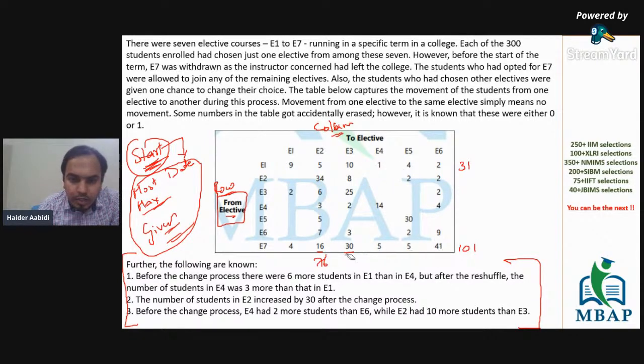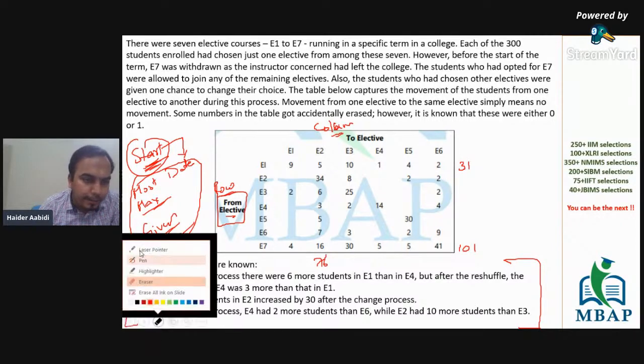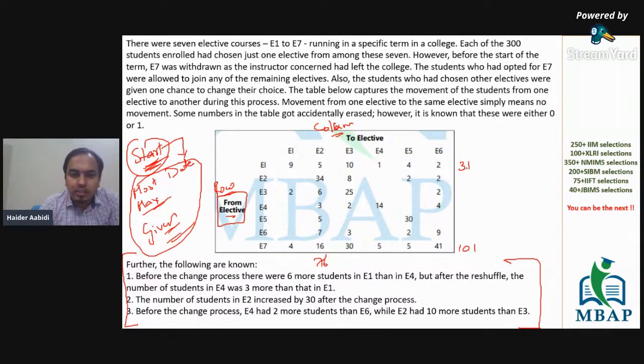So right now we are at these three numbers that we have. Having these three numbers, 31, 76, 101, let us see what we can do further. Before the change process, there was 6 more in E1 than in E4. Before the change process, in E1 and E4, it is given that there is a number of 6 more there.